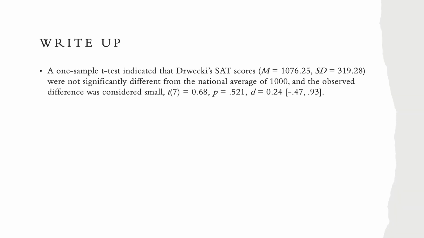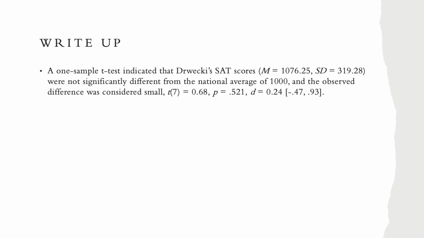What do we know? We know a one-sample t-test indicated that the Dirichis SAT scores, means and standard deviations presented to 2 decimal places, means and standard deviations italicized, were not significantly different from the national average of 1,000, and the observed difference was considered small. T with 7 degrees of freedom equals 0.68. There's a 0 in front of that because T values can be much larger than 1. P, on the other hand, italicized P, equals 0.521.